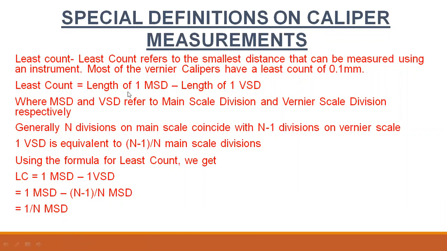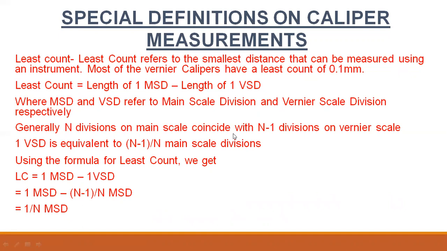So the formula for the last count: length of 1 MSD minus length of 1 VSD. MSD is main scale division, and VSD is vernier scale division. You take the reading on the main scale, like 8, then you subtract the vernier scale reading, like 6. So 8 minus 6 will be 2. A very small, simple formula. Length of one main scale division minus length of one vernier scale division. You take one main scale division, and then you take one vernier scale division, and subtract the vernier scale division from the main scale division. This is the formula to calculate the last count.